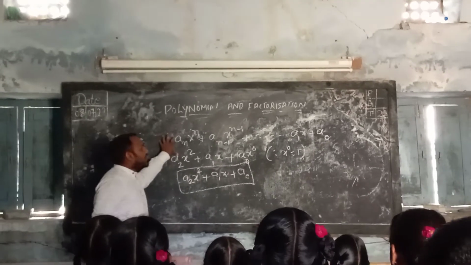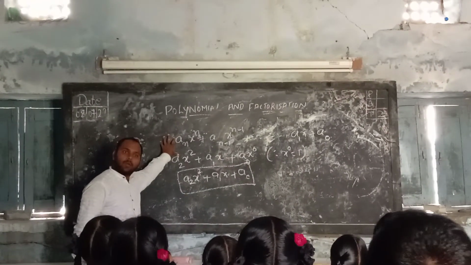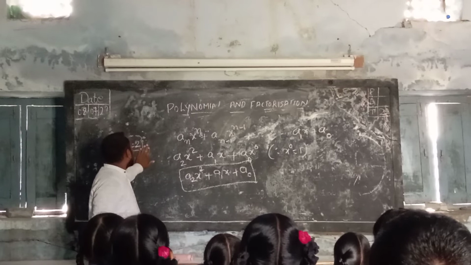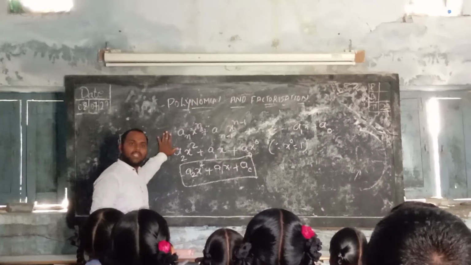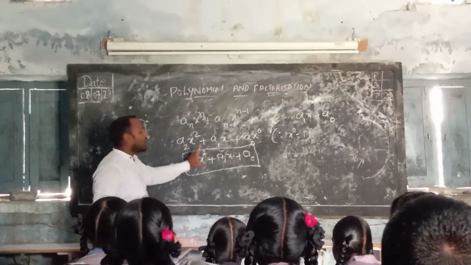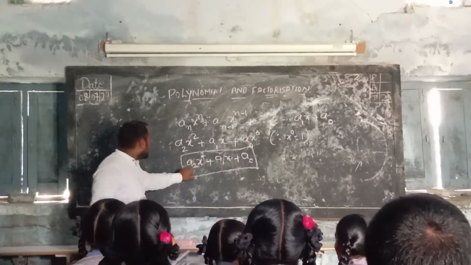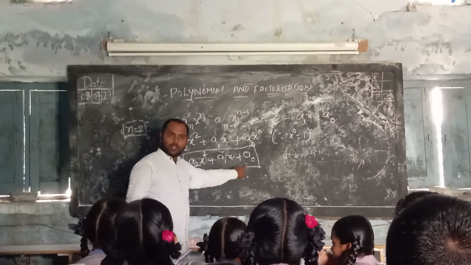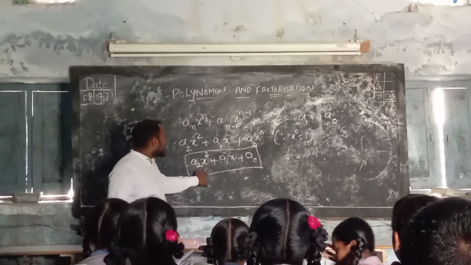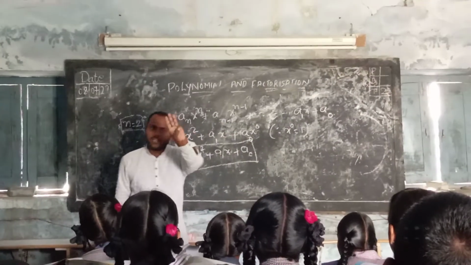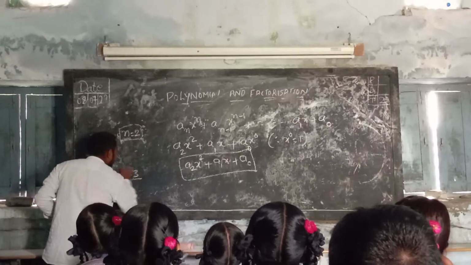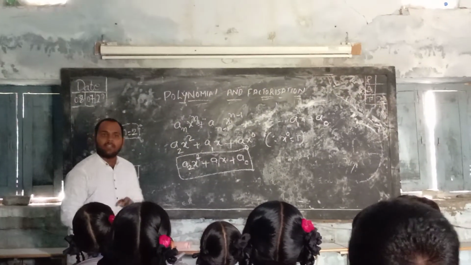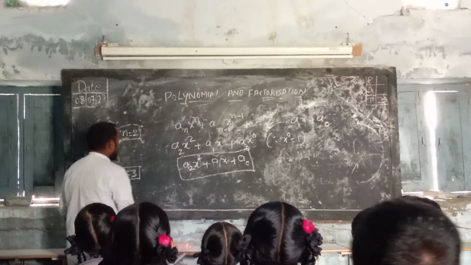This is the standard expression for the polynomial. If you keep n value as 1, 2, 3, 4, 5, you will get the expressions. This is a quadratic expression we got. In a quadratic expression, how many terms will exist? 3 terms. If you keep n value as 3, then how many terms will exist? 4 terms. Let us see.